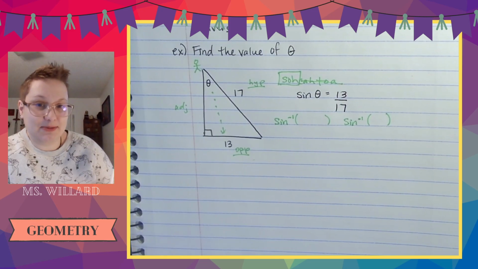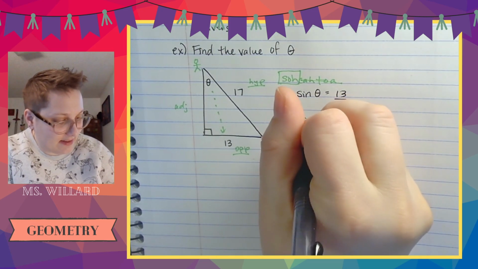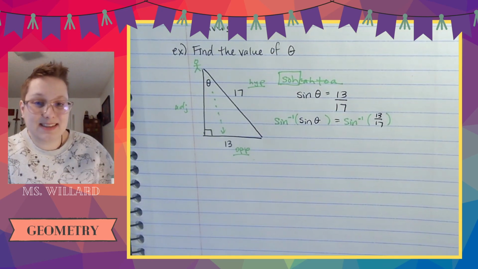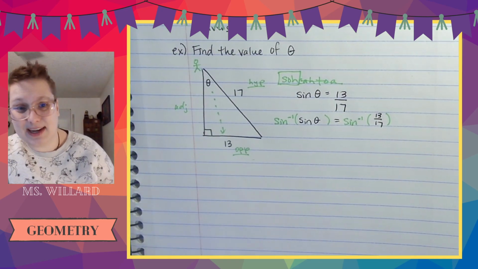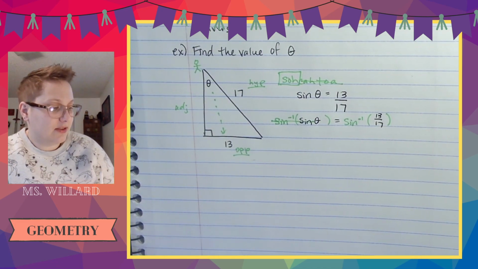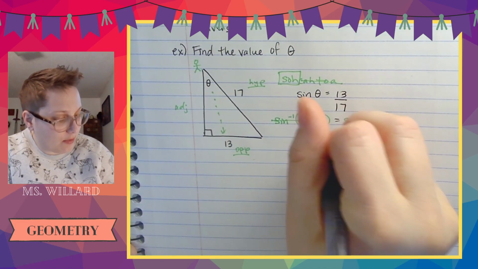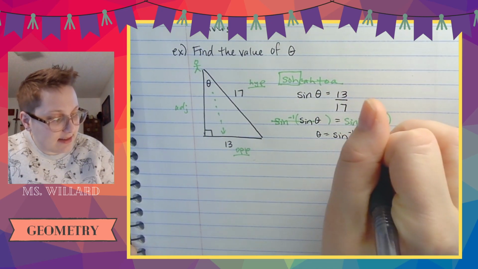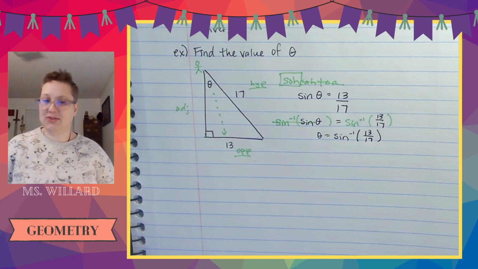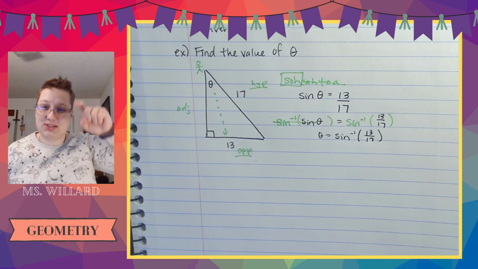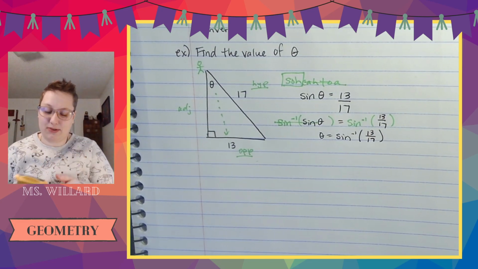Okay, now here, watch what happens. Sine inverse of sine theta cancels out. So this is gone. We just have theta left. So theta equals whatever sine inverse of 13/17 is. This is, if I had that big table in front of me, this would be the same thing as finding the value that matches 13/17 and then figure out what the degrees is.